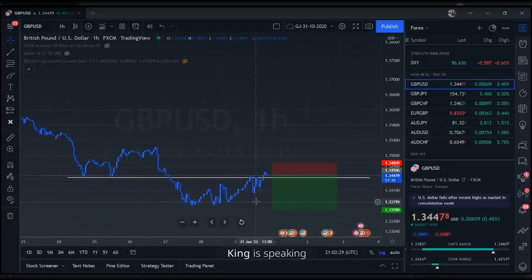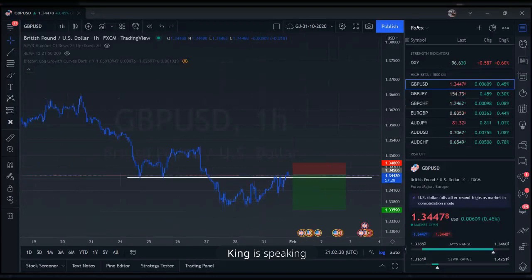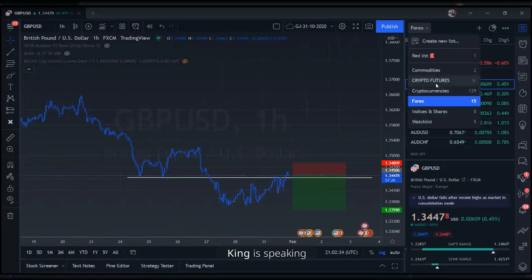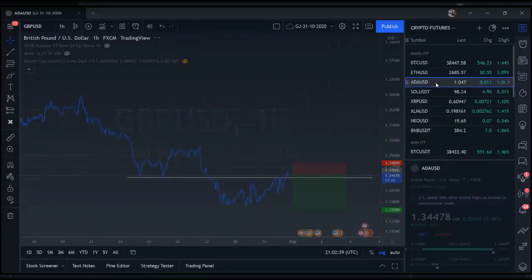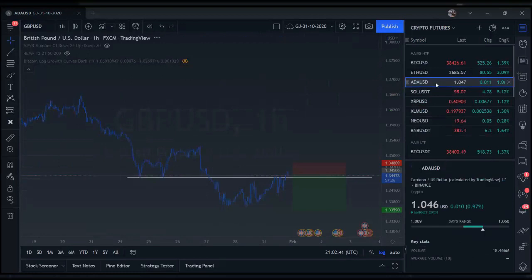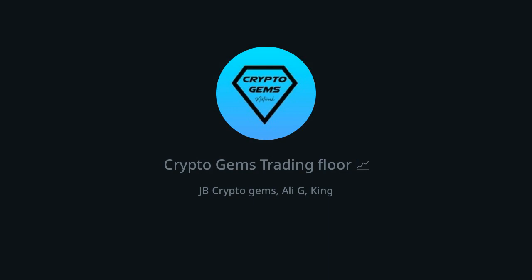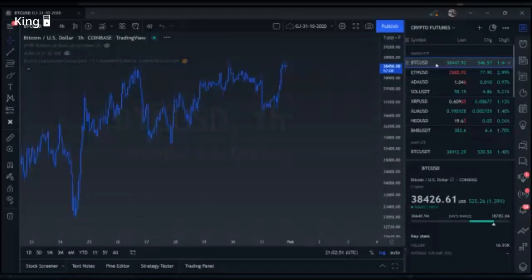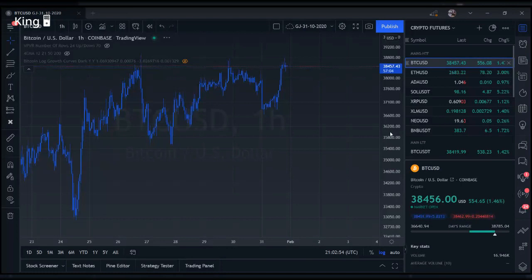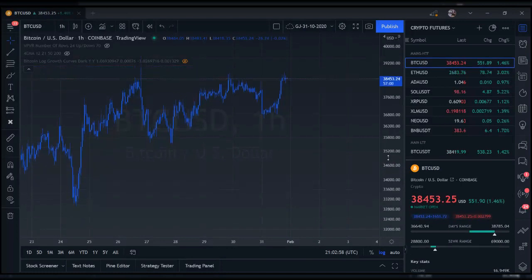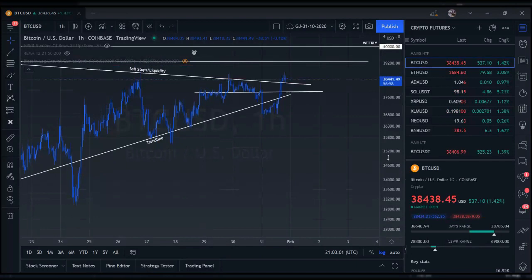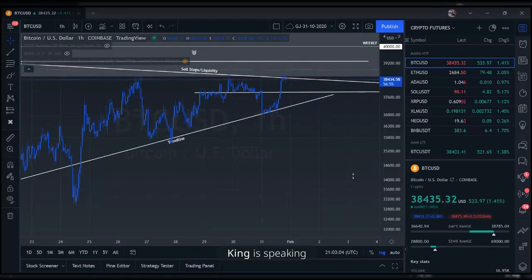I ain't really got much to say, really. I think we can get a move up from here still. So I'm looking at higher prices to sell into. What chart am I using? Is it this one? Yeah. Alright, cool.